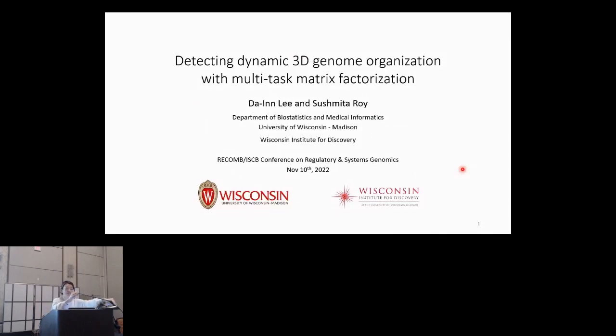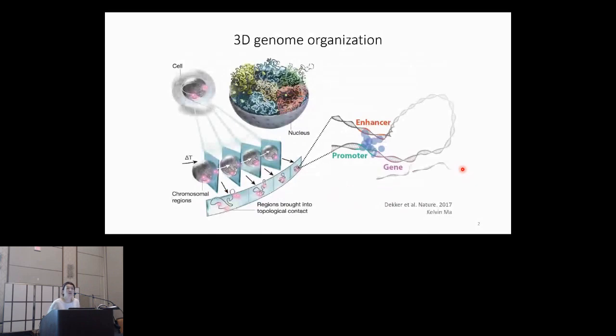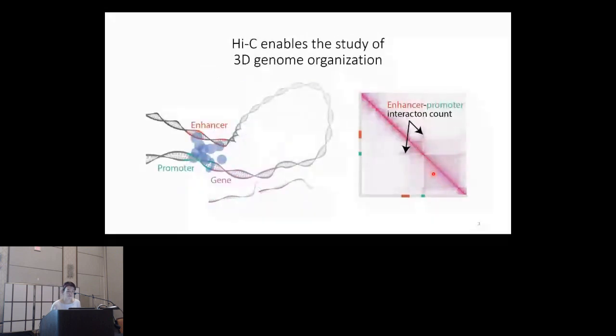Hello, everyone. My name is Tyne Lee, and I will present our multitask matrix factorization method to detect structural changes in 3D genome organization. 3D genome organization refers to how the DNA is folded in a systematic way inside of the cell's nucleus. Distant regulatory regions like enhancers and promoters can be brought together in 3D space, triggering gene expression and influencing downstream cellular processes.